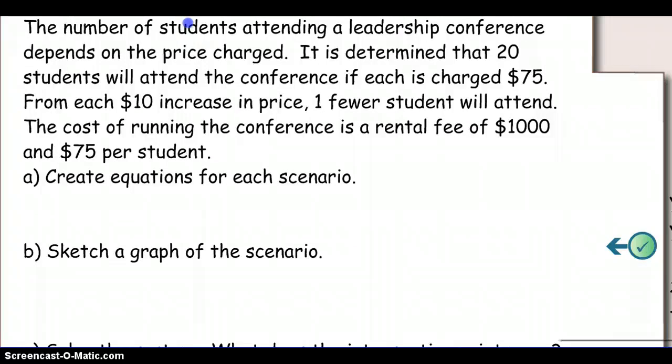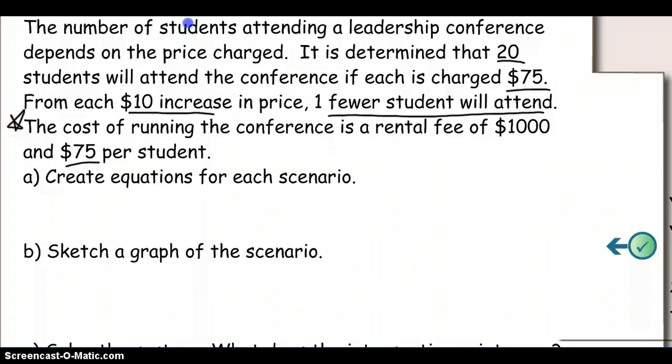So I have the number of students attending a leadership conference depends on the price charged. It is determined that 20 students will attend the conference if each is charged $75. For each $10 increase, 1 fewer will attend. Now there's this other scenario. It says the cost of running the conference is a rental fee of $1,000 plus $75 per student. Create a system of equations.